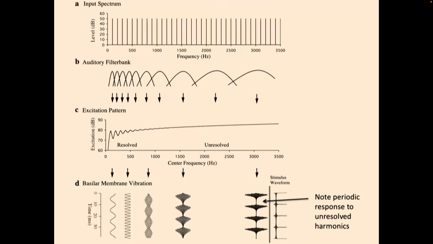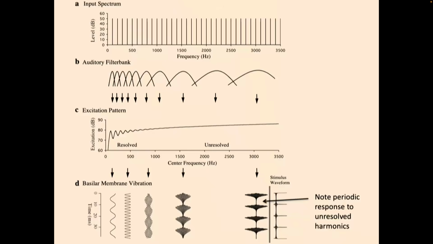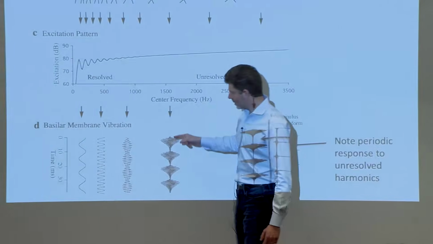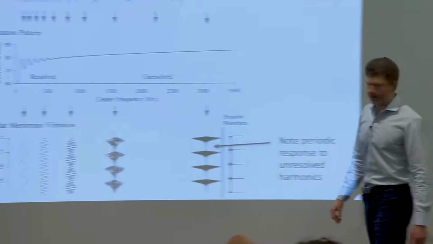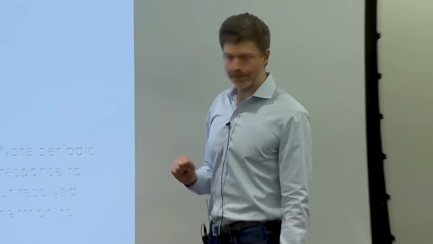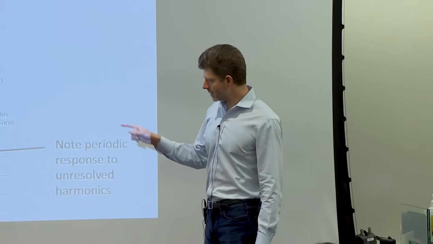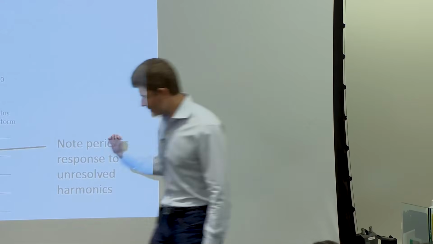All right, so this is that same kind of concept depicted in a different picture. So now we've got the power spectrum up top, pass through the filter bank, you get the excitation pattern. The addition here is now for different places along the cochlea, we're looking at the basilar membrane vibration over time. Okay. All right, and there's a few important things about this picture.